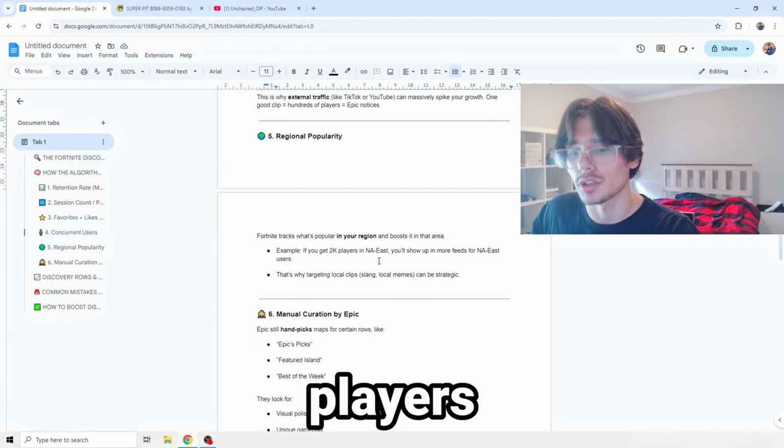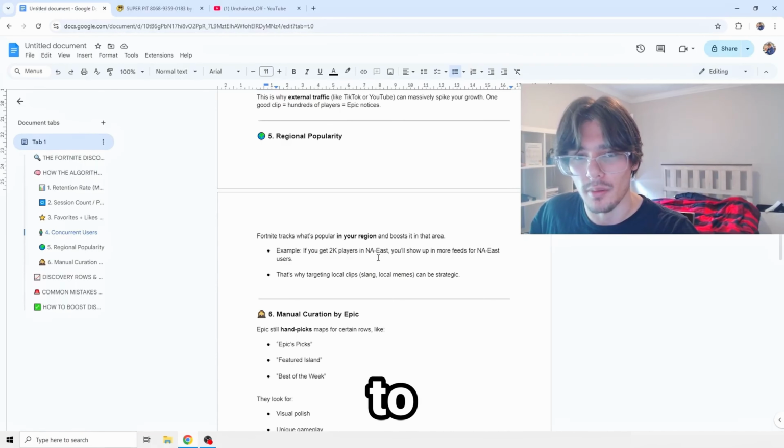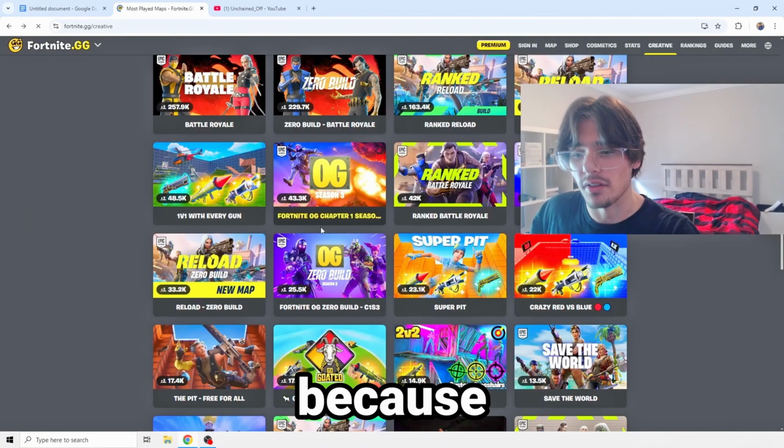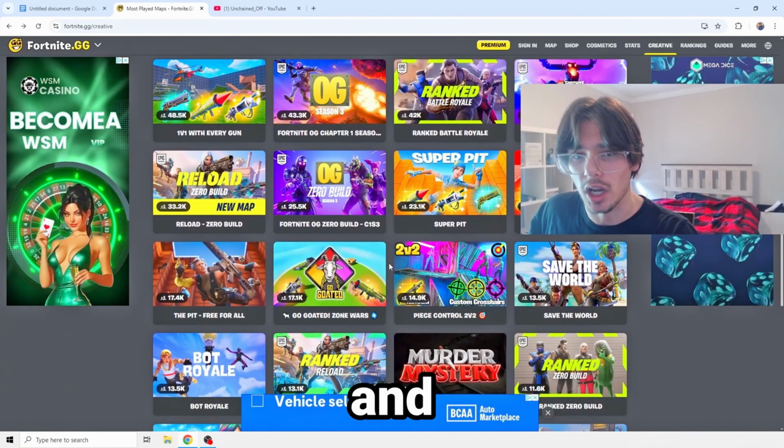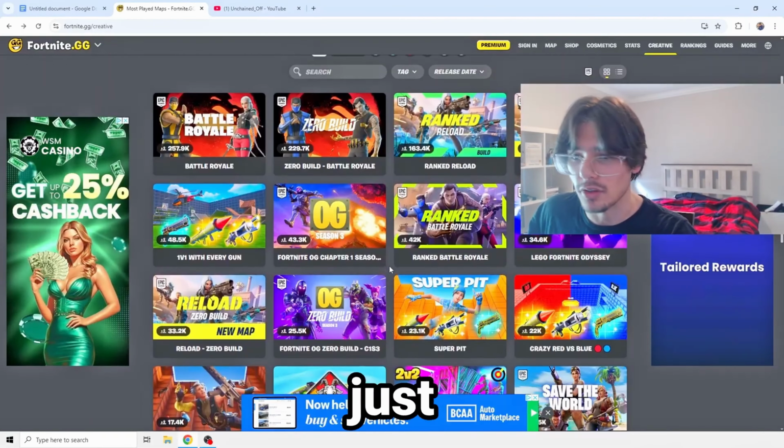Fortnite tracks what region your players are from. For example, if you get 2,000 players in NA East, more people from the East Coast are going to be recommended your map. The reason it's like this is because they want to best serve the country and continent that is playing your map, right? You wouldn't want Japanese people playing a United States game. That just doesn't really make any sense.